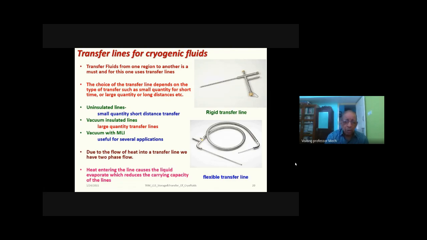There are two types of transfer lines. Basically, you have what is called the rigid transfer line, and then you have what is called the flexible transfer line. The rigid transfer line has fixed dimensions, and it is made out of rigid tubes, whereas the flexible transfer lines are fabricated using bellows. Both the inner one and outer one are made of bellows. You can see in the photograph the rigid transfer line in the upper photo. The lower photo shows you the flexible transfer line.